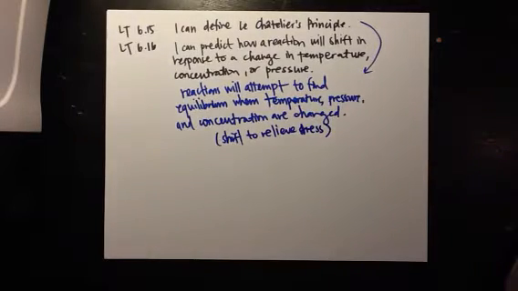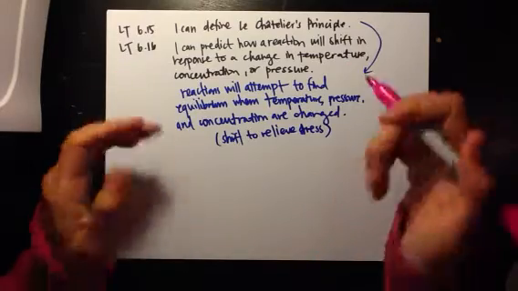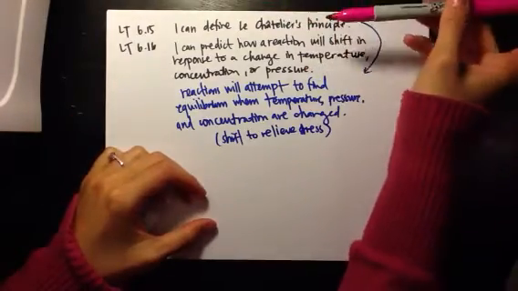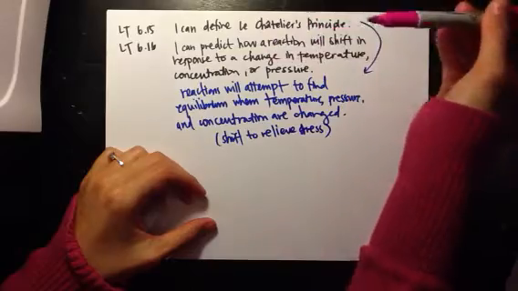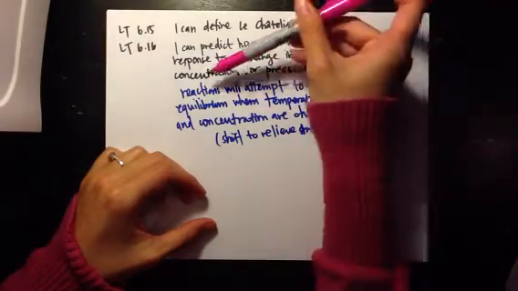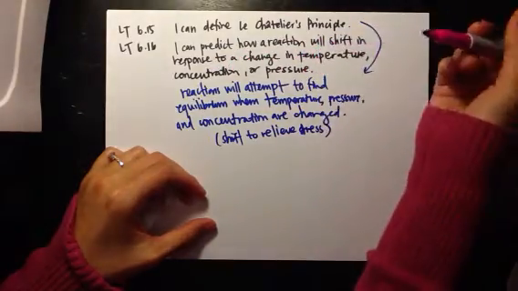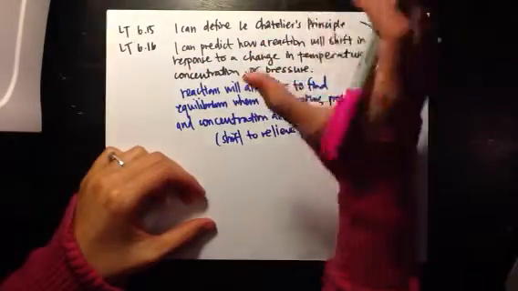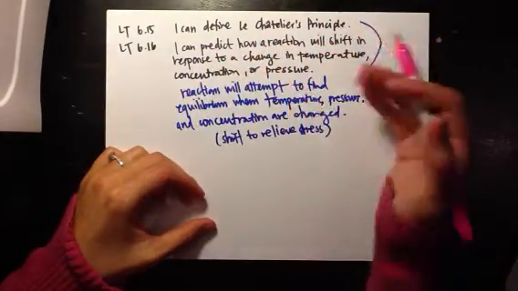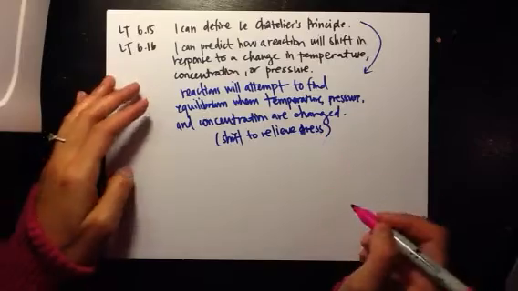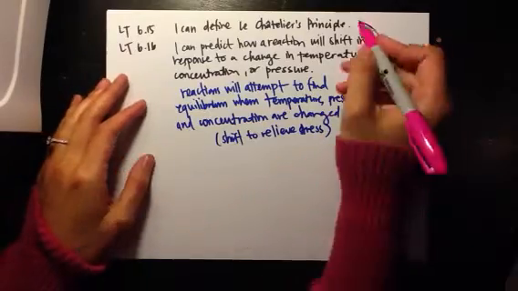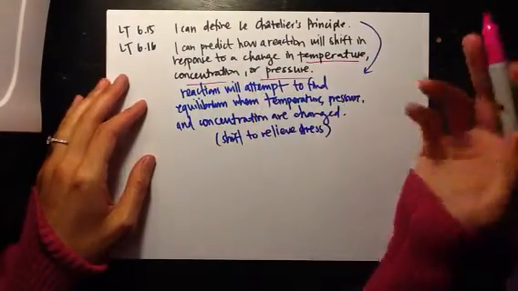Okay. So what that means, not for me because I already went to high school, but for you, is if we tell you that there's a change in temperature, concentration, or pressure, you're going to be able to explain how that reaction is going to react in order to find the balance again. Okay, so there are three types of stress: temperature, concentration, or pressure.